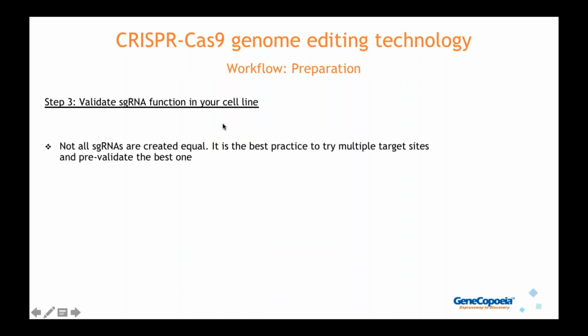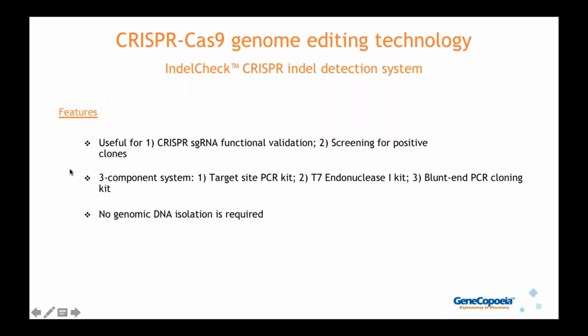Okay, so the next step in the preparation that we recommend is to validate single guide RNA function in your cell line. Again, this is not essential, but it does help ensure the highest possibility of success. And the reason we recommend this is because not all single guide RNAs are created equal, and so it is best practice, our recommendation, to try multiple target sites and to pre-validate the best one. And to do this, you can use our Indel Check CRISPR indel detection system for validation.